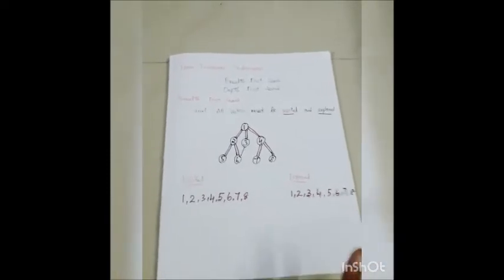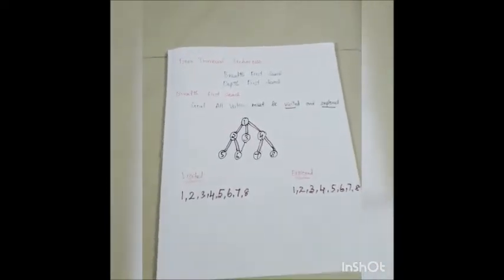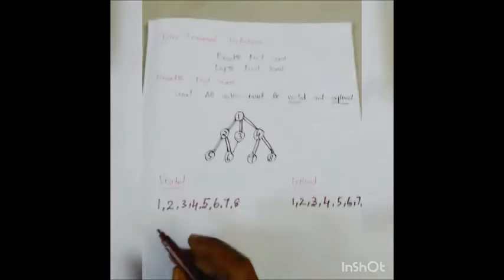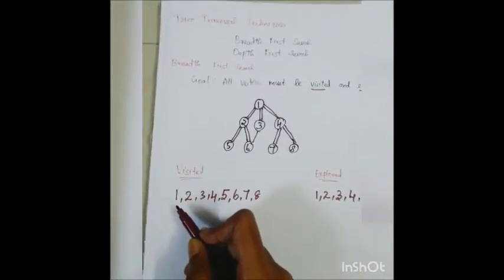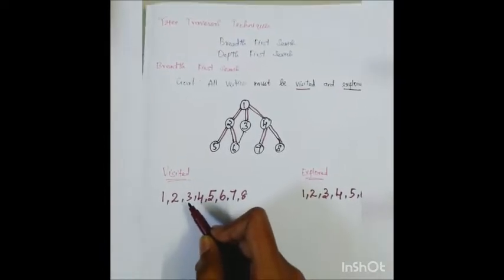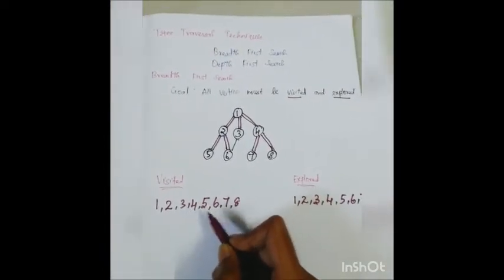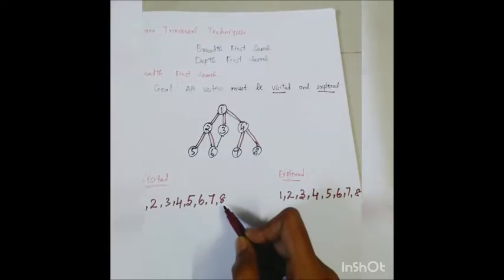Now that's all about breadth first search. Let us look at the order of the vertices that have been visited. First is vertex 1, then 2, then 3, 4, then 5, 6, 7, 8.